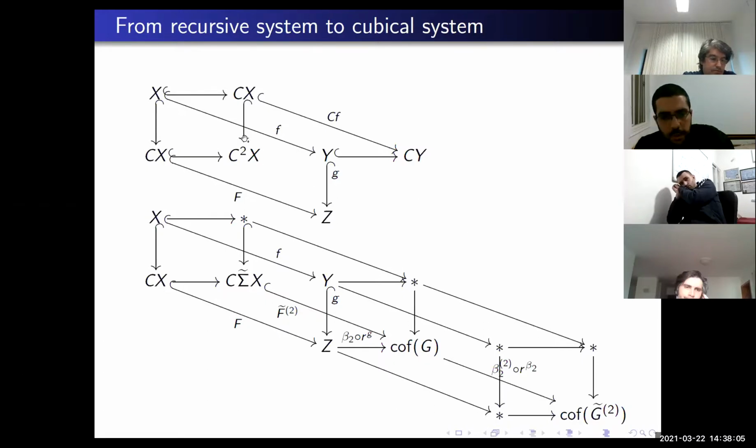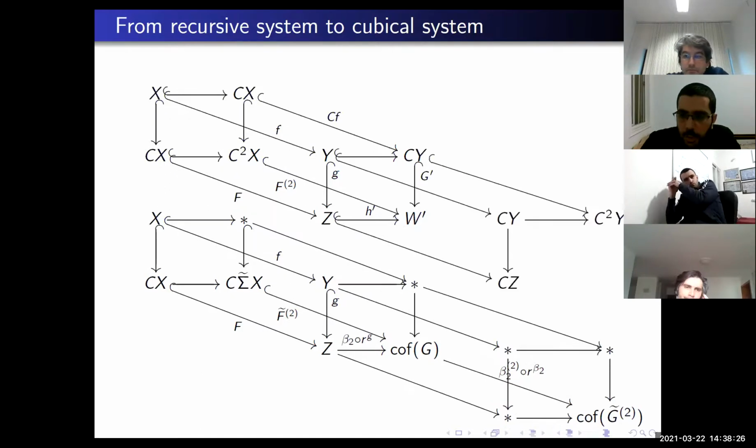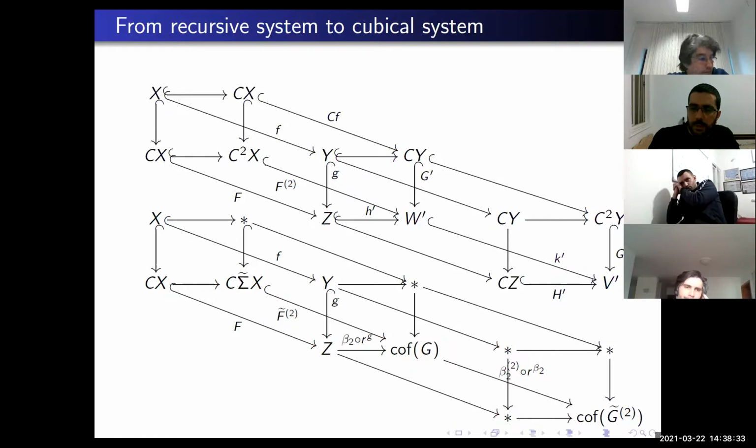Everything I did here is natural, but here I have to choose something. How can I choose this? One can get it by the lifting property, which we have in a model category. And we continue. Here we can continue naturally, but here we have a choice of this map and this null homotopy and this. Okay, we have choices here.